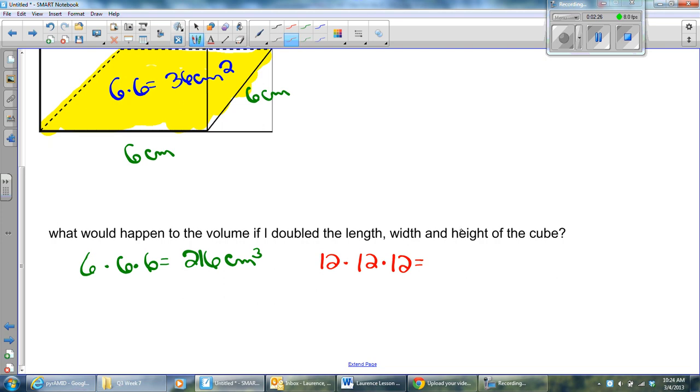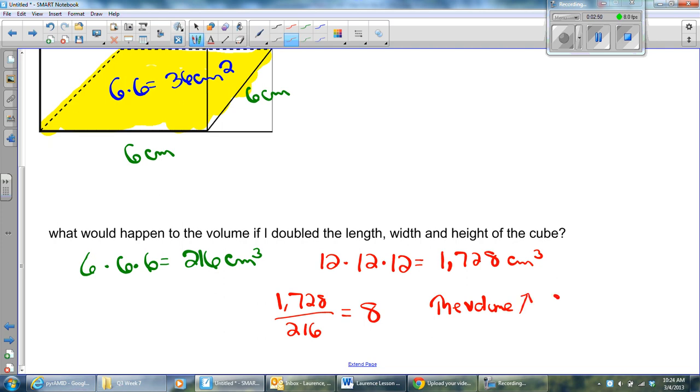Looks like that's 1,728 centimeters cubed. And then you could take the 1,728 and divide it by 216. And that, I know what it's going to get me. That's going to get me 8. That means the volume increased 8 times. Did you hear that? The volume increased 8 times. It's 8 times greater.